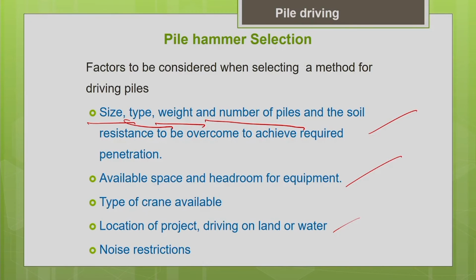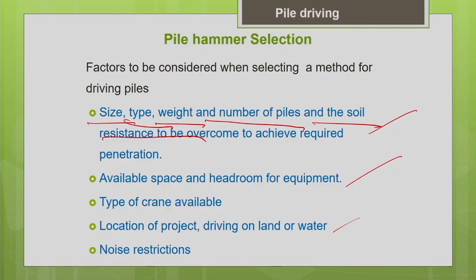And the important thing is soil type, whether it is going to be a very hard terrain condition with a high frictional resistance or a loose soil with a less frictional resistance. All these things will decide your hammer selection, because accordingly your blow energy requirement will vary.